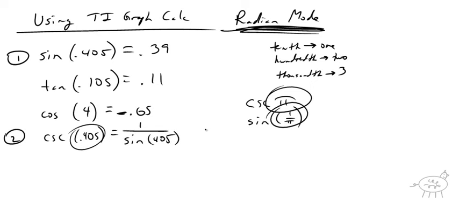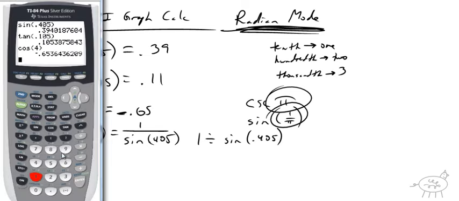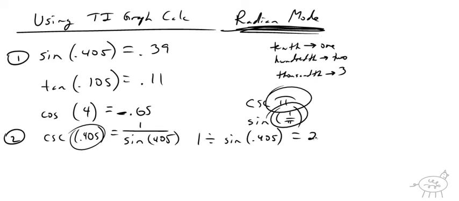Okay? So on your calculator, just be careful. Type it in: 1 divided by sine of 0.405. So let's do that. 1 divided by sine of 0.405. Hit enter. 2.54. So it's equal to 2.54. Okay? Pretty easy, right? But remember, that's with the reciprocal functions, right? You've got to do the reciprocal of that whole value. So let's do one more.